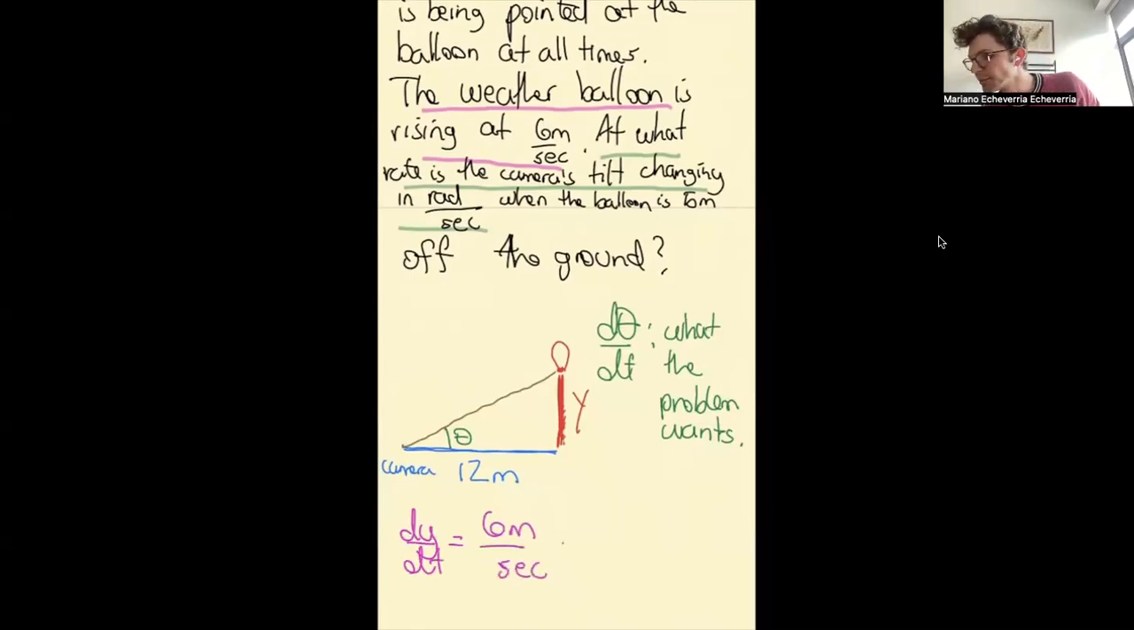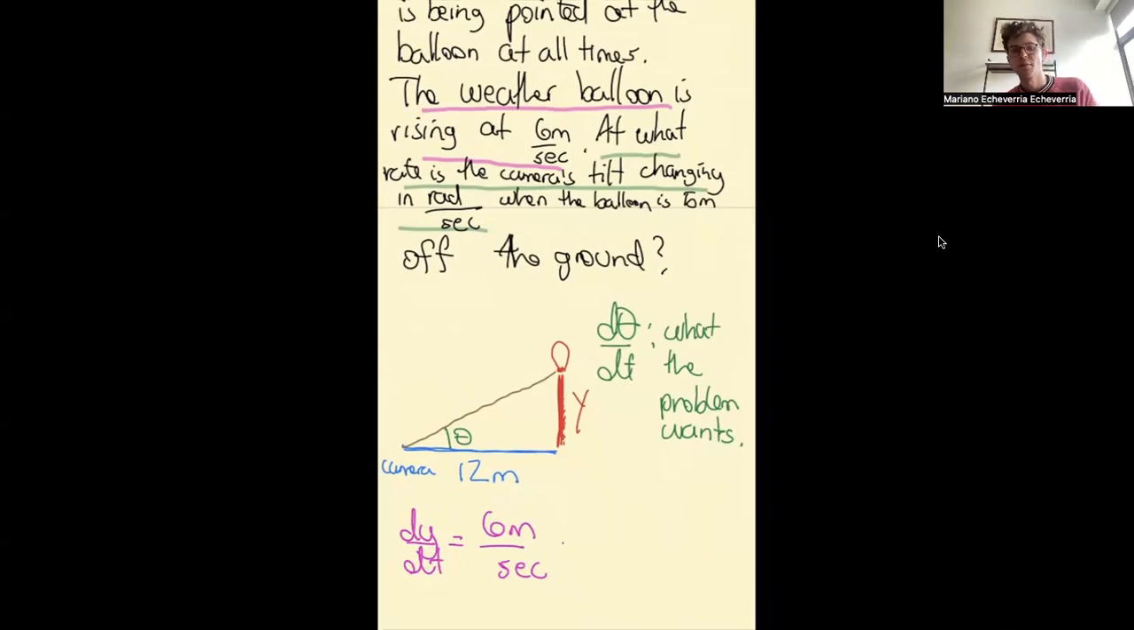And again, this is important. This makes sense because y, which is the height of the balloon, is in units of meters, t is in seconds. So the derivative should have units of meters per second. So this has the correct units. And again, thinking in terms of the units is very useful in this problem.